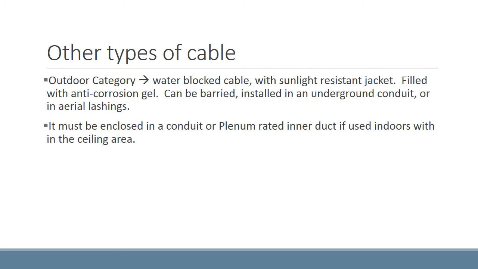There are many other types of cables used in the industry. Another not so common cable used in the industry is the outdoor category cable, which is a water block cable with a sunlight resistant jacket. It is filled with anti-corrosion gel. It can be buried, installed in an underground conduit, or in an aerial lashing. It must be enclosed in a conduit or plenum rated inner duct if used indoors within the ceiling area.